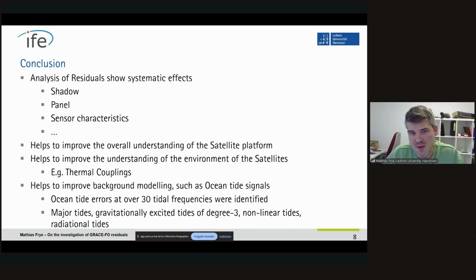It helps to improve the overall understanding of the satellite platform. It helps to improve the understanding of the environment of the satellite. For example, thermal couplings are visible in the residuals. And from the analysis of my colleague, we can also estimate ocean tide errors at over 30 tidal frequencies. And we also found some major tides, gravitationally excited tides of degree 3, nonlinear tides, and radiational tides.